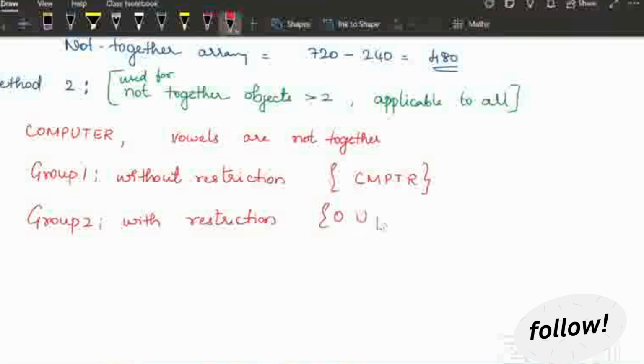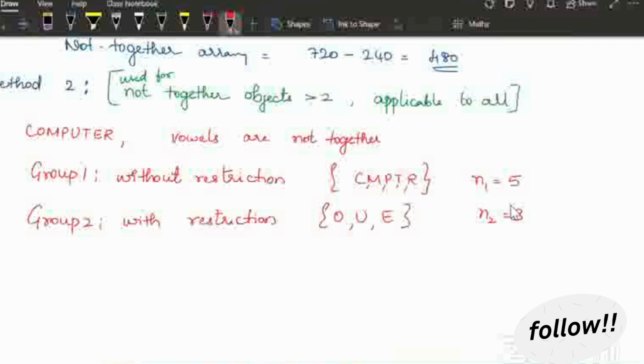O, U, E. So what is the restriction? They're not supposed to be together. That is the restriction. And the number of letters which are not supposed to be together is 3. So this I will take as N1, which is 5. This I'll take as N2, which is 3. Number of objects which are supposed to be together is 5.